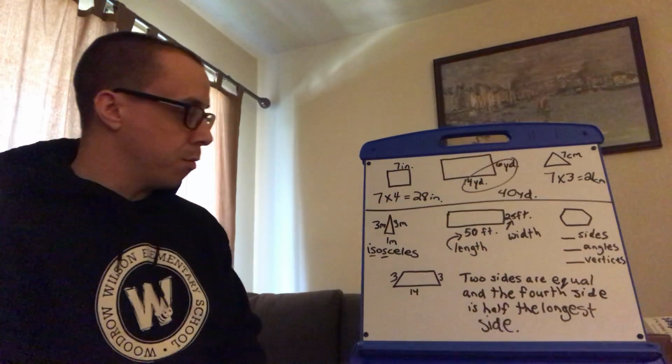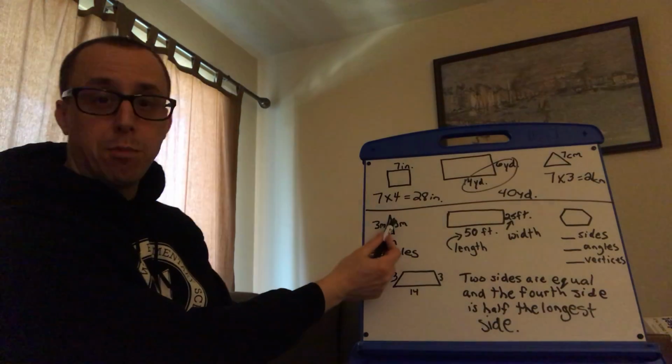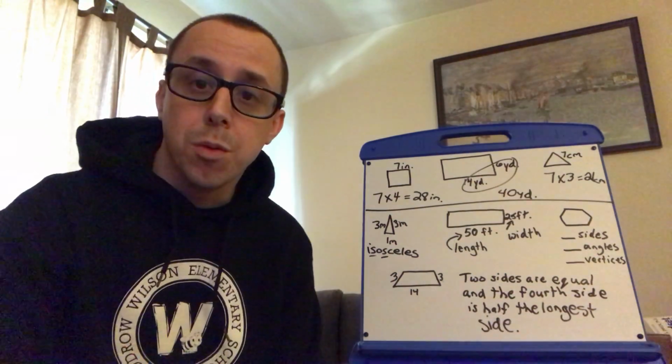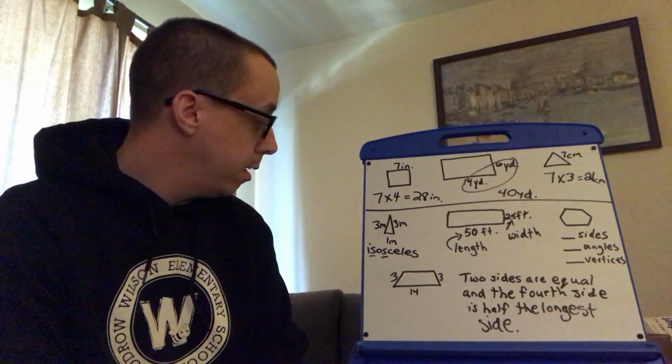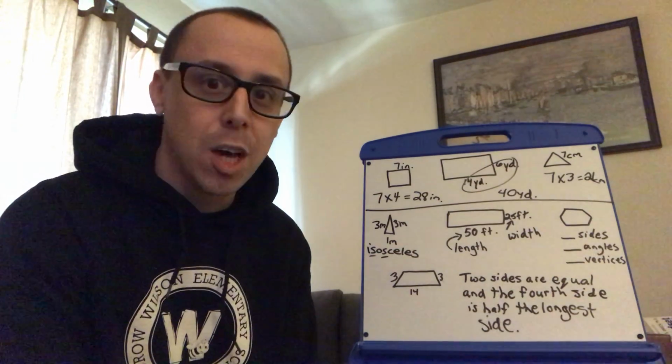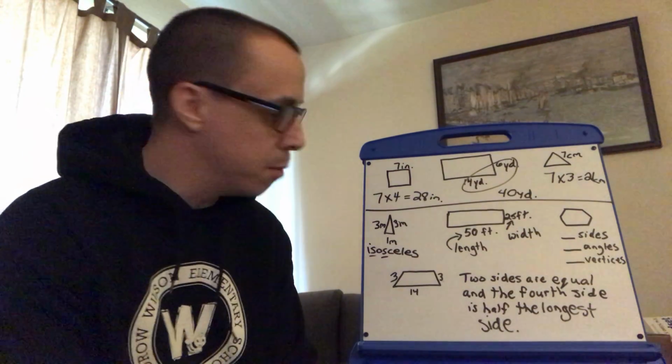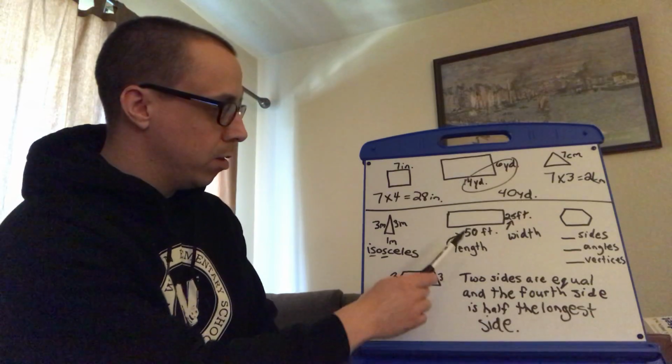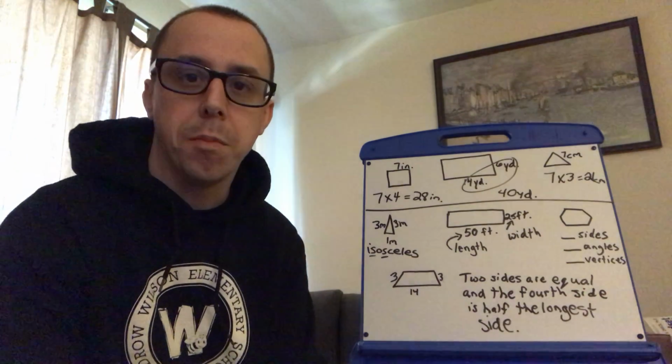So that's also 3 meters, so we would have 3 plus 3 plus 1, so that perimeter would be 7 meters. 7's coming up a lot today. Must be my favorite number. All right, let's take a look here.